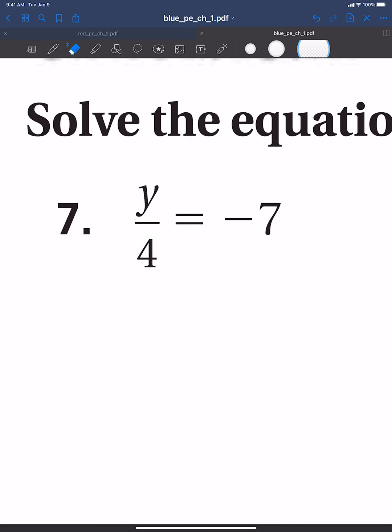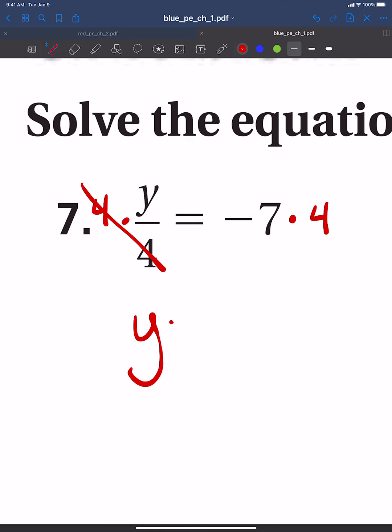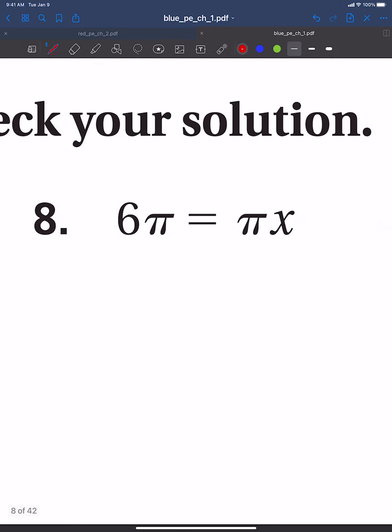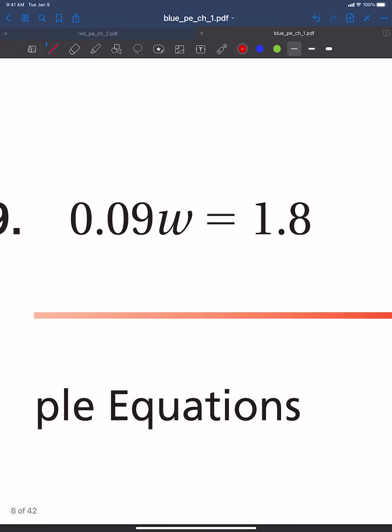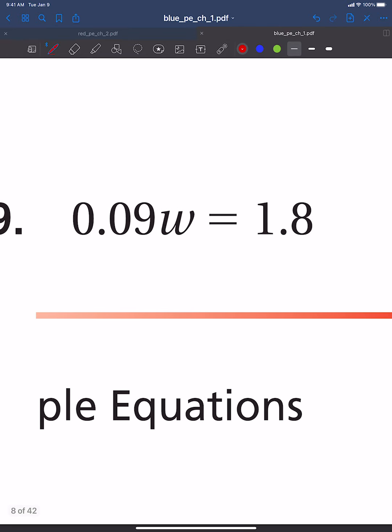Now you know the y, like how it works. So now let's just do it the fast way by multiplying by 4. Goodbye. Multiply the other side by 4. Got y by itself. -7 times 4 is -28. And that's my answer. The rest of these are multiplication problems. We can do this one.